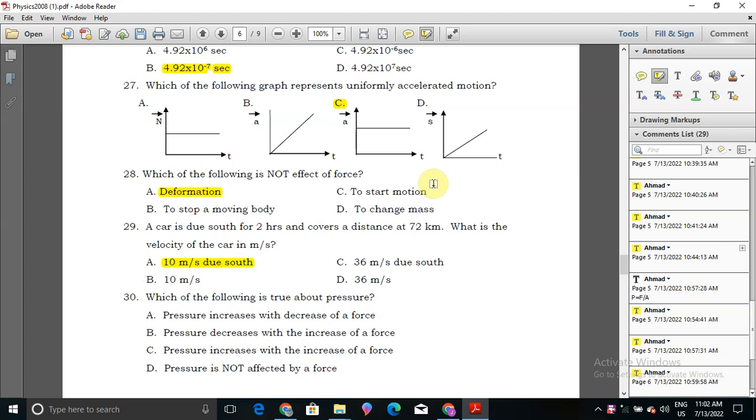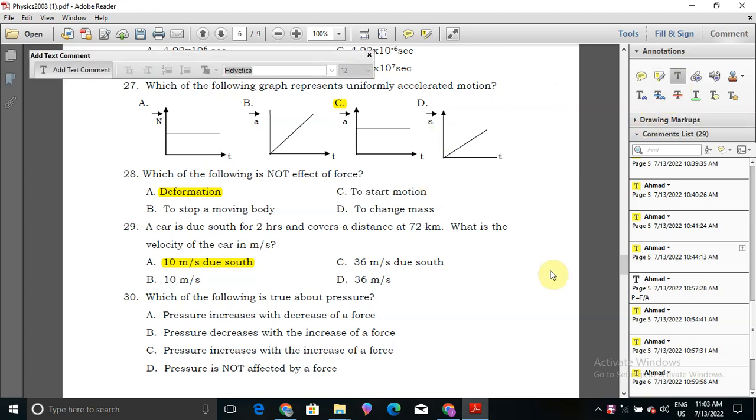Okay, now question number 30 says which of the following is true about pressure? Pressure increases with decrease of force, or pressure decreases with the increase of force, or pressure increases with the increase of force, or pressure is not affected by force. First of all, as we said before, the formula of pressure is equal to force over area, right? Force over area.